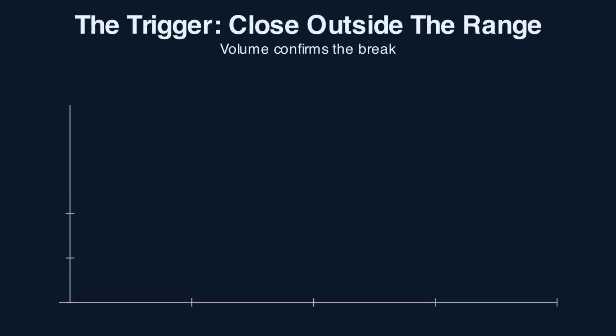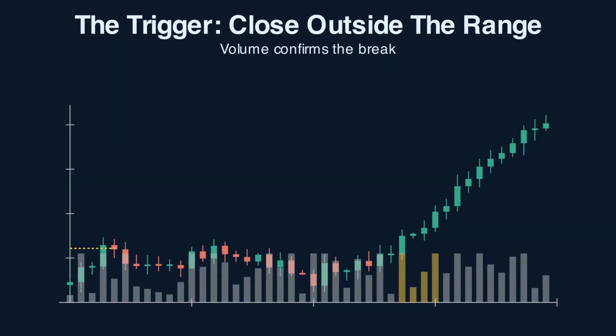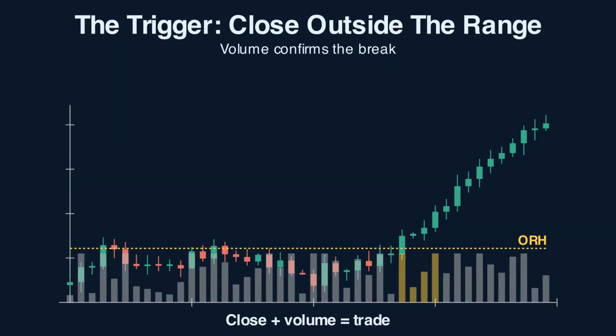Now the trigger. You don't enter on the first poke above the opening range high, wicks lie. You enter on the first hourly candle that closes above the range high, and ideally that close comes on a clear volume surge. The volume confirmation is everything. A break on quiet volume is a fake. A break on a visible volume spike is genuine demand. Stop goes at the opening range low. A return there means the breakout failed and the day's real direction is the other way. Target is a measured move equal to the range height projected from the break.